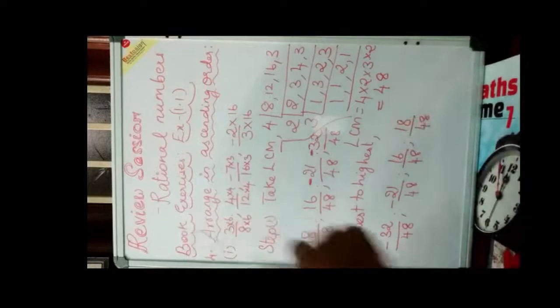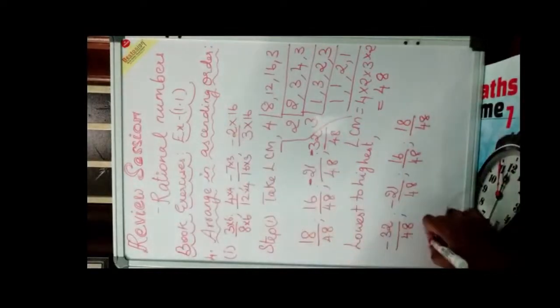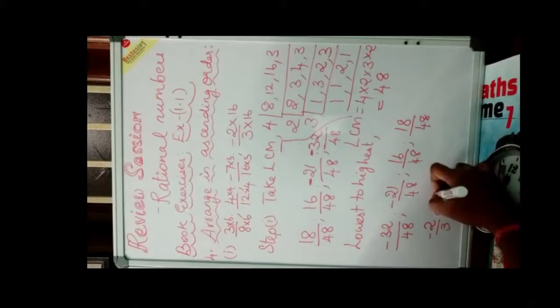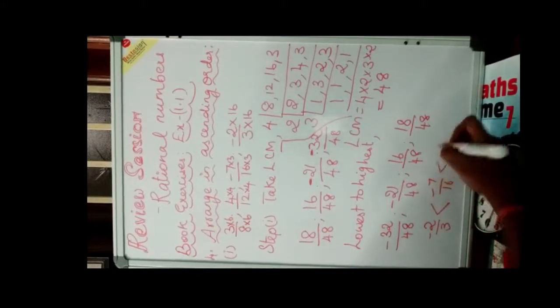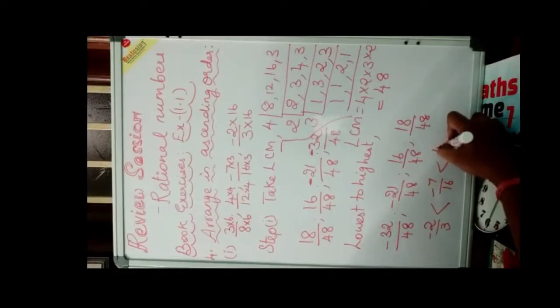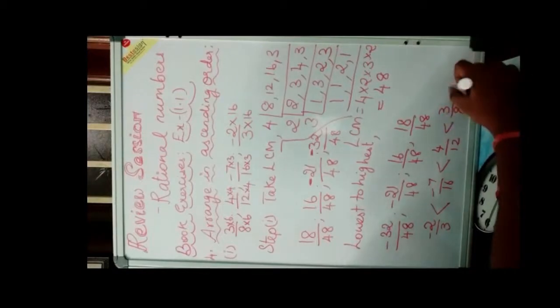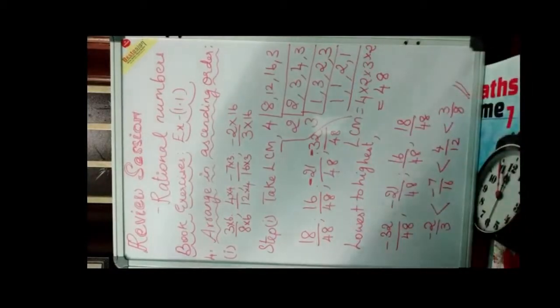Now we need to write the problem. So here first you will get minus 2 by 3. Then put the symbol. So this is smaller, so you need to put the symbol like this. And minus 7 by 16 is smaller than 4 by 12, smaller than 3 by 8. So now we have found the answer.